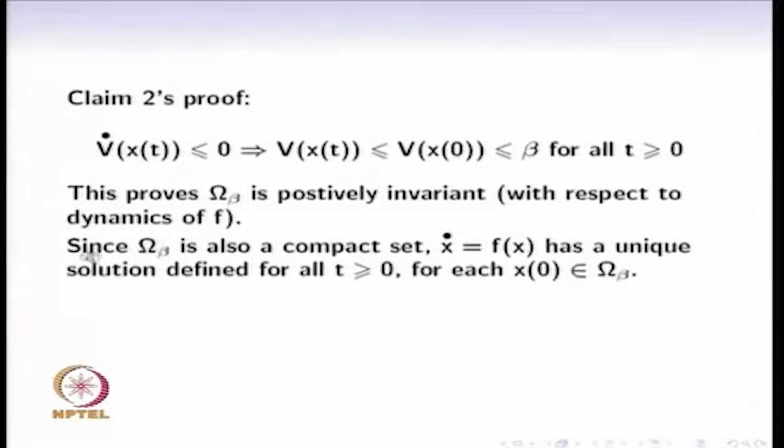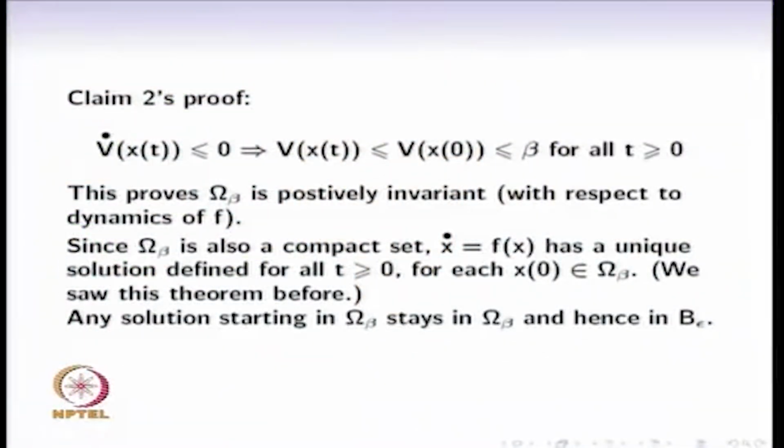Further, this omega beta set, we also saw just now, is a compact set, which means it is a closed and bounded set. Hence, x dot equal to f of x has a unique solution defined for all t greater than or equal to 0. We saw that if we have a compact set which is positively invariant and the function is just locally Lipschitz, then we are in fact able to assure global existence and uniqueness of solution for this differential equation.